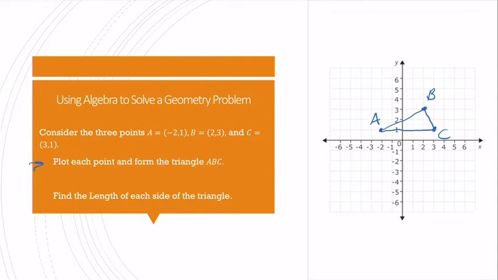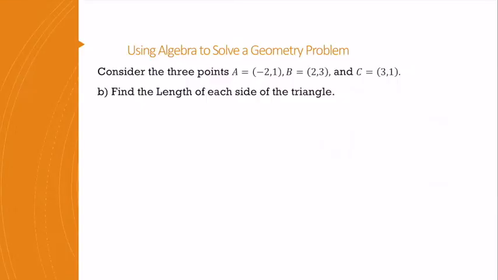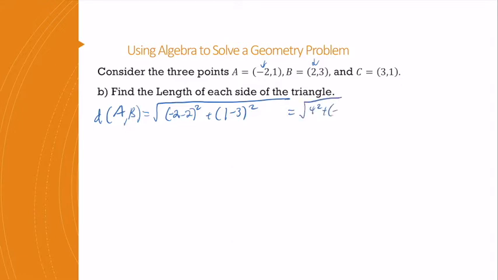What we're going to do first is find the length of each side of the triangle. I have to find the length of AC, the length of BC, and the length of AB. Why don't we work through that. I'm going to first find the distance of AB. That's the square root of (-2 minus 2) squared, so my difference in x, plus my difference in y squared. That gives me the square root of 4 squared plus -2 squared, which is the square root of 16 plus 4, so the square root of 20, which simplifies to 2 square root of 5.